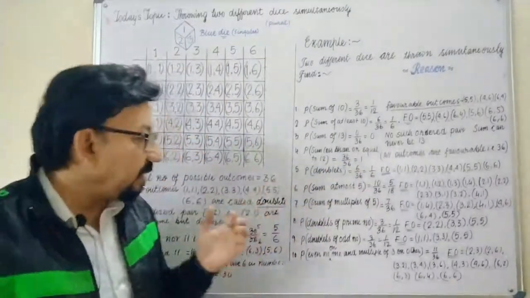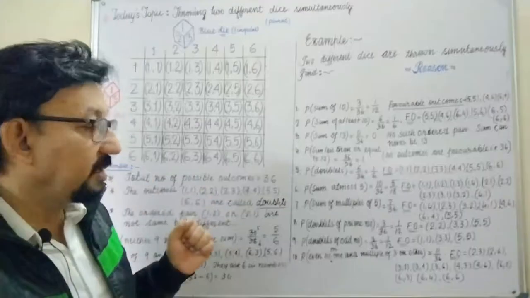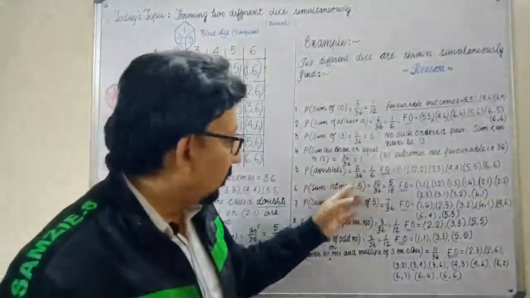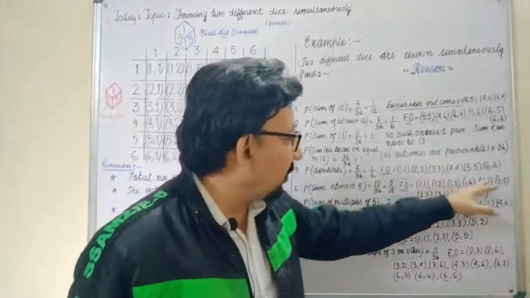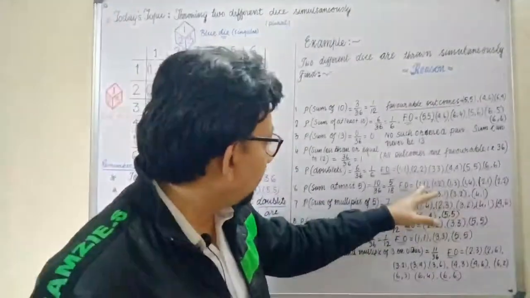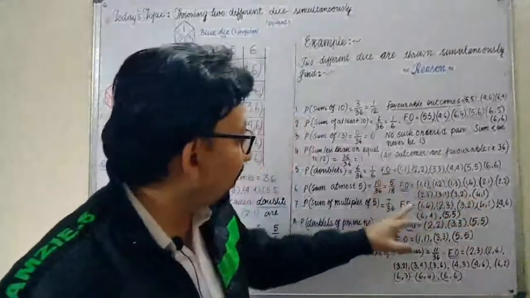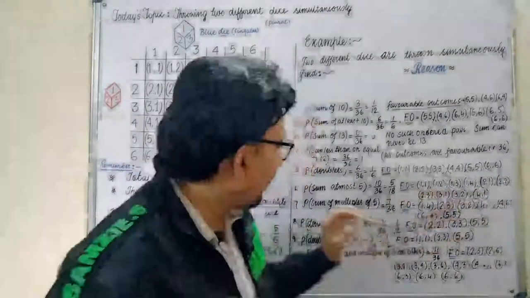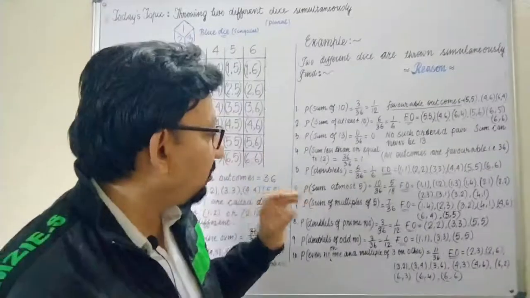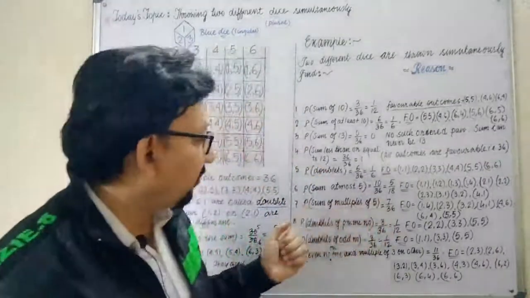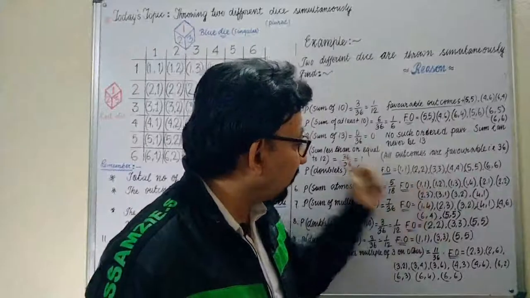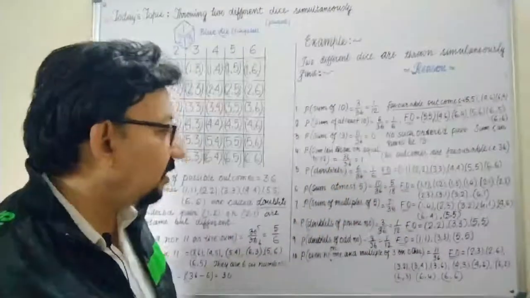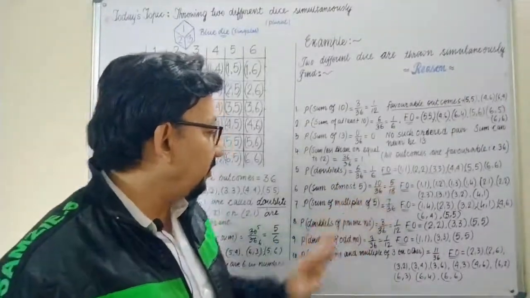Now number 6, probability of a sum of at most 5. At most 5 means maximum 5 or less than 5. So these are the favorable outcomes whose sum is 5 or less than 5. 1 plus 1, 2, less than 5. 1 plus 2, 3, less than 5. Similarly, all these favorable outcomes have a sum of at most 5, that is either 5 or less than 5. How many favorable outcomes are there in this experiment? 1, 2, 3, 4, 5, 6, 7, 8, 9, 10. So 10 by 36 is the probability, which is 5 by 18.